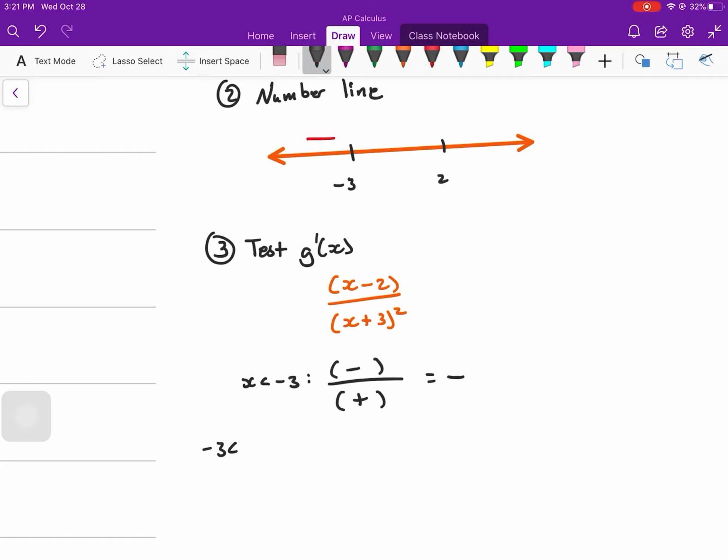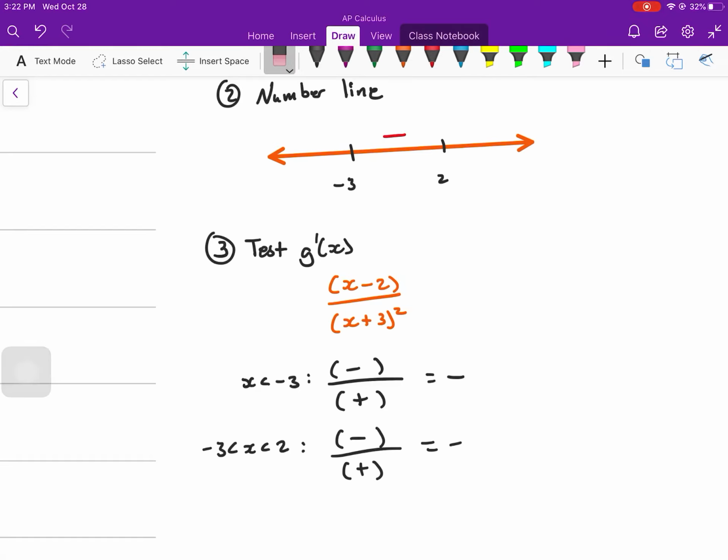Let's try between negative 3 and negative 2. So on a number between negative 3 and not negative 2, positive 2. My bad. A number between those would be 0. So if I plug a 0 in there, I get a negative on the top and then also a positive, because no matter what on the bottom, it's going to be positive because it's squared. Negative over positive is negative.